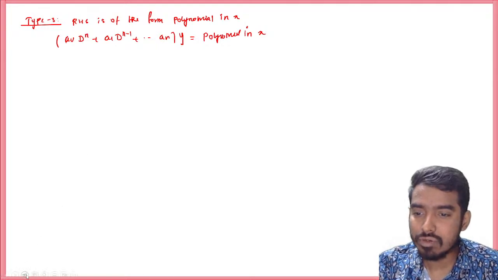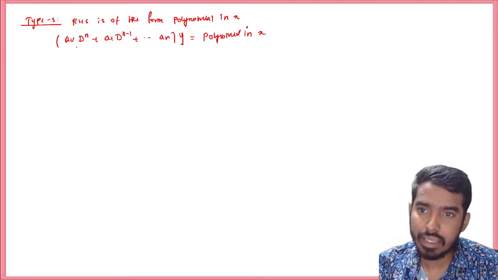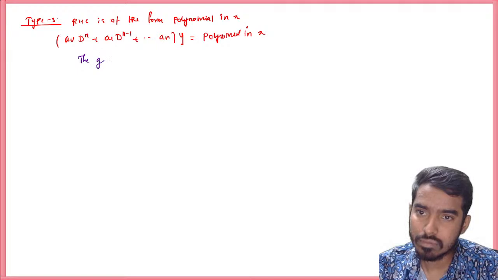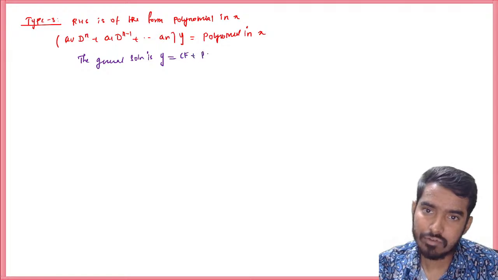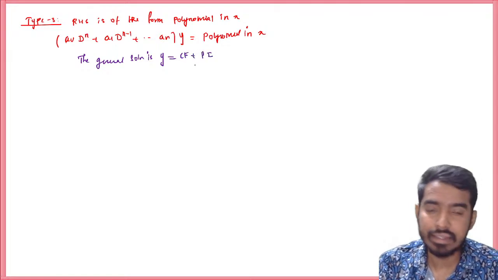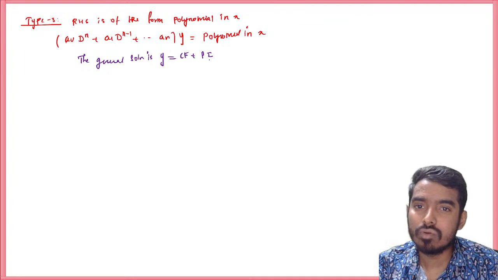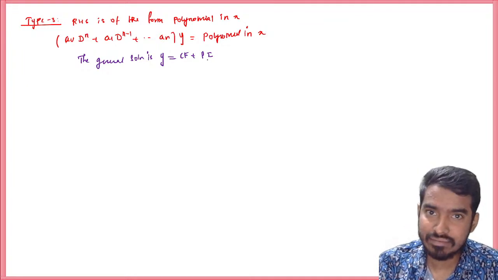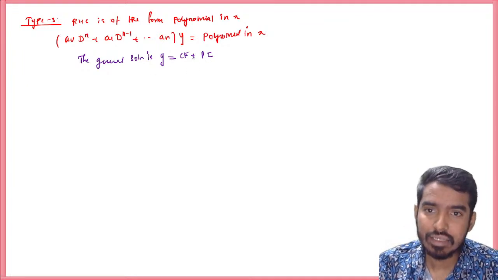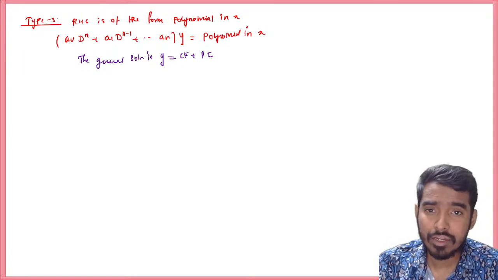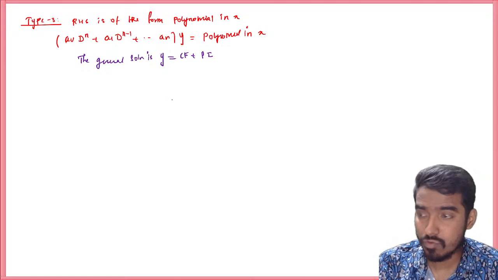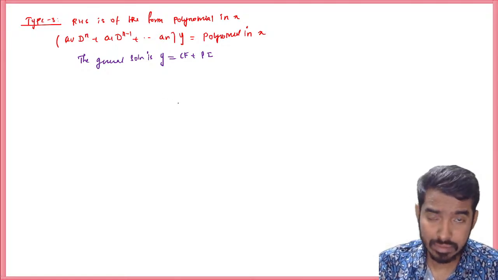So what is the general solution? It is CF plus PI. General solution is y is equal to CF plus PI. Now, how to find PI? That is the important thing. CF is the same. How to find PI? That I will let you know in problem solving.